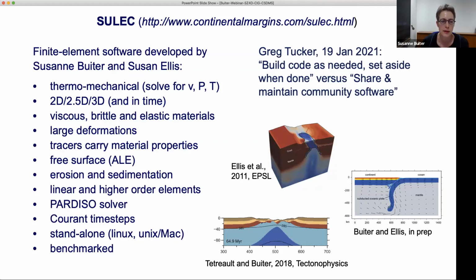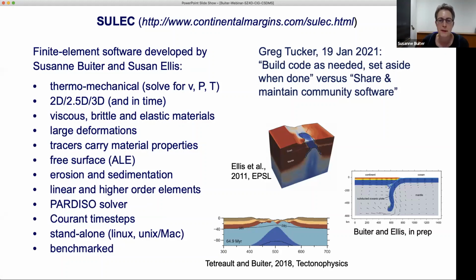It's an arbitrary Lagrangian Eulerian code, so we have the Eulerian grid where we solve the equations, but it can deform slightly in the vertical direction. And in that way we have a free surface, and that also allows us to remove material, so erode, or add material, so do sedimentation. Some other features are that we track material properties through the grid using tracers. We use the PARDISO solver, the code is standalone. We try to have a version that is not depending on any commercial software.